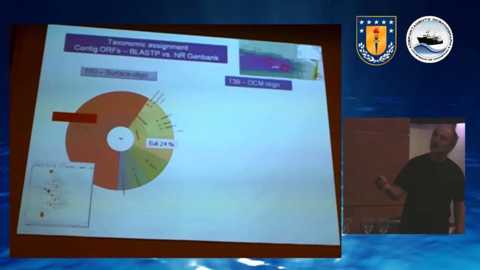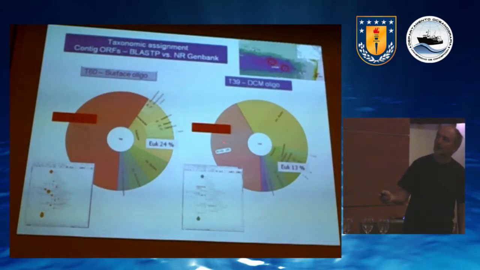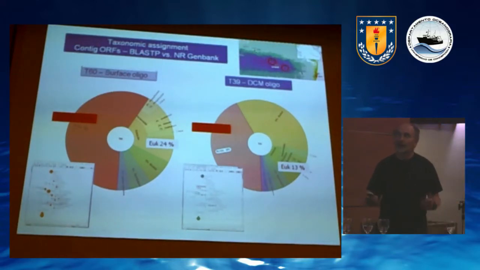I'm just going to focus on these two samples. One is from the surface, and one is from the deep chlorophyll maximum. And again, for the other one, same thing. A very large fraction of the reads cannot provide any hit at all. So again, the big problem is the reference genome.